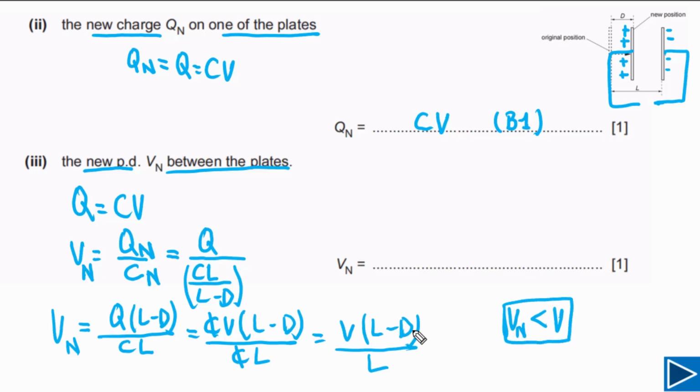And that's all we have to write down for this question. So if we simply write down Vn is equal to V times L minus D divided by L, we will get 1 mark, and this is the B mark.